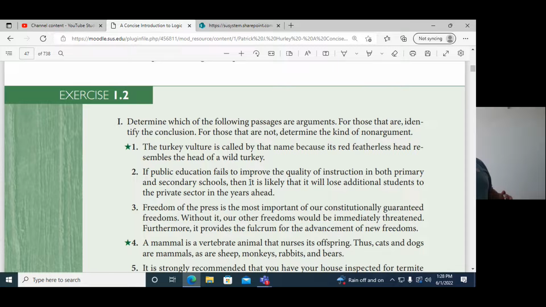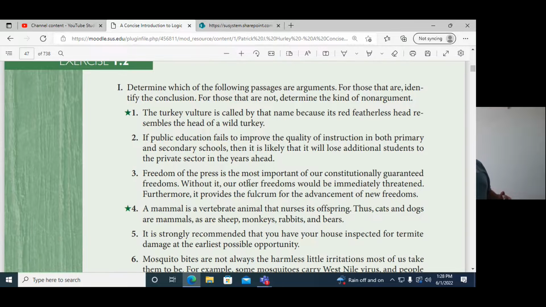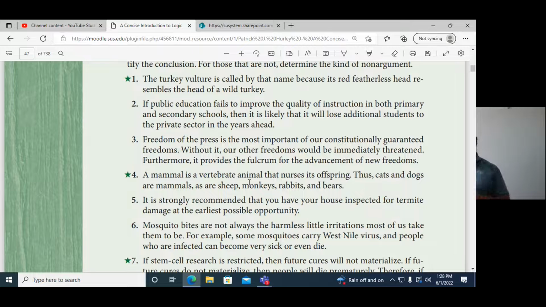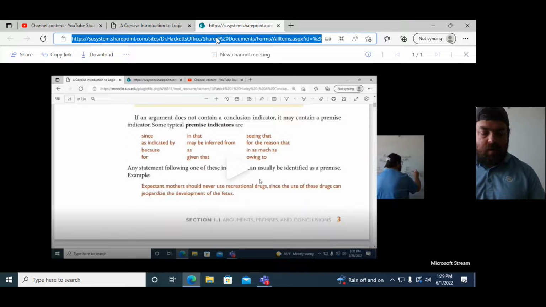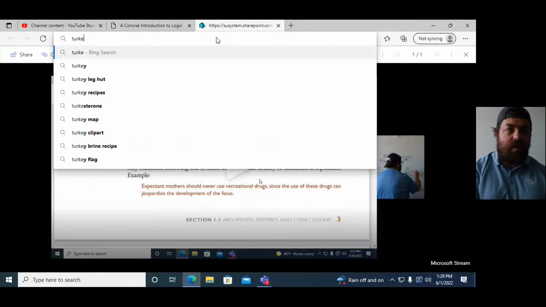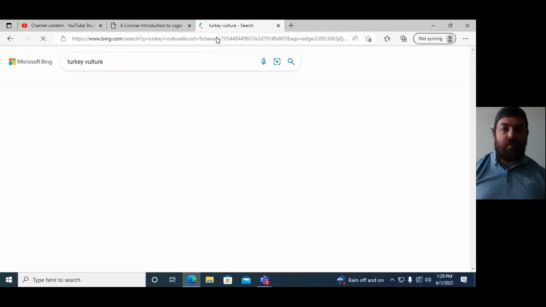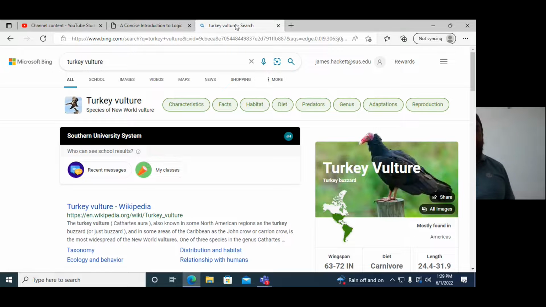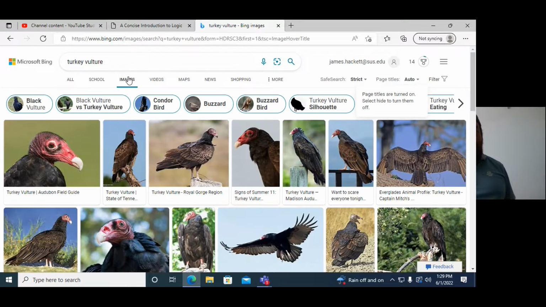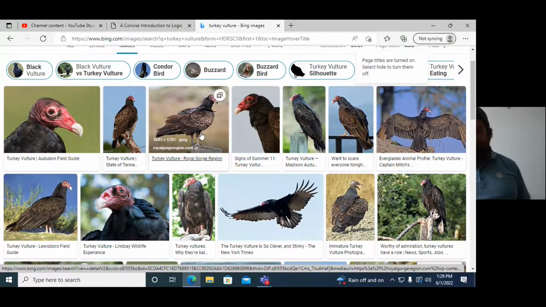All right. So number one: the turkey vulture is called by that name because its red featherless head resembles the head of a wild turkey. This is one of those strange times where I actually search for the turkey vulture. Let me give you a picture. These things are ugly, they give you the creeps. Anyway, that's what turkey vultures look like. It literally looks like it has a turkey's head.